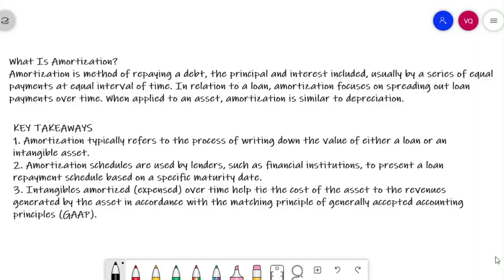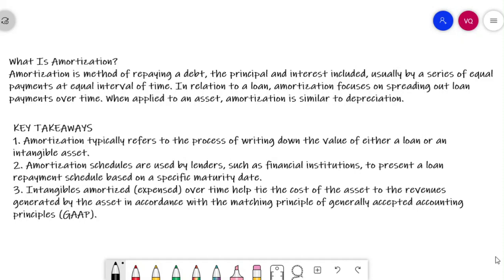Our next topic is about amortization. So, amortization is a method of repaying a debt, the principal and interest included, usually by a series of equal payments at equal intervals of time. In relation to a loan, amortization focuses on spreading out loan payments over time.